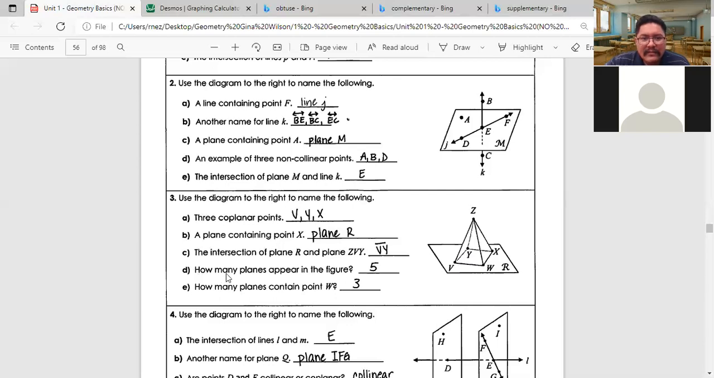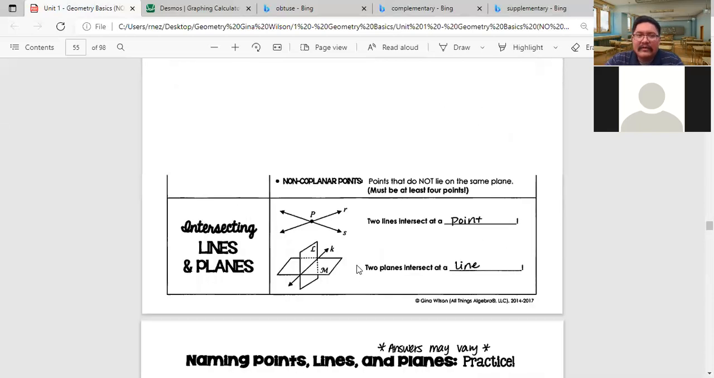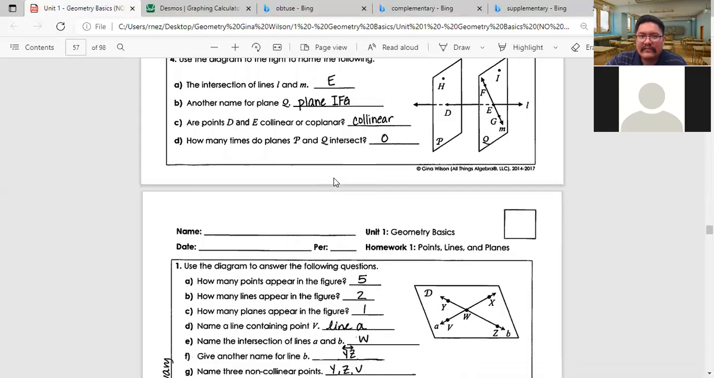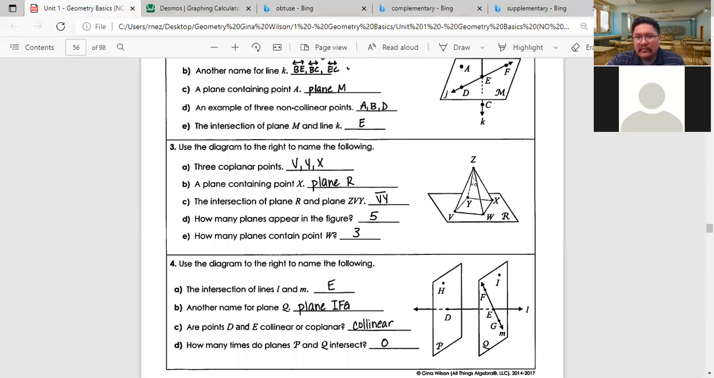So next one here is how many planes appear in the figure? A plane, again, remember, needs at least 3 points. So any 3 points make up a plane. Remember, that was one of the definitions that we had. So here I could pick ZYX, ZWX, ZVW, ZVY. So those are 4 of them. The pyramid has 4 sides. But we also have the plane R, so that's the 5th one. So there are 5 sheets. Like if I had to make this figure in real life with cardboard, I would need at least 5 different pieces of cardboard to make it.